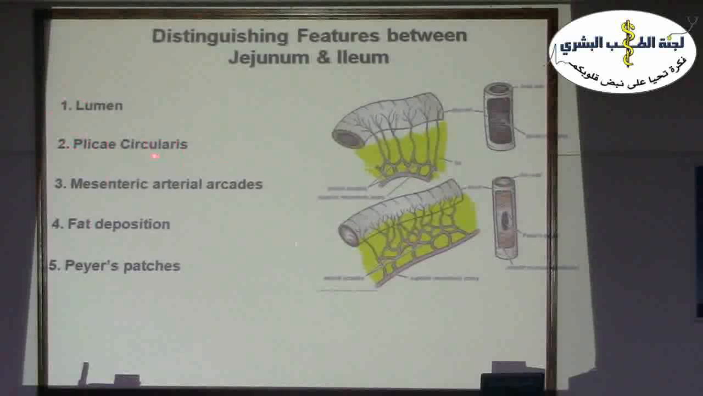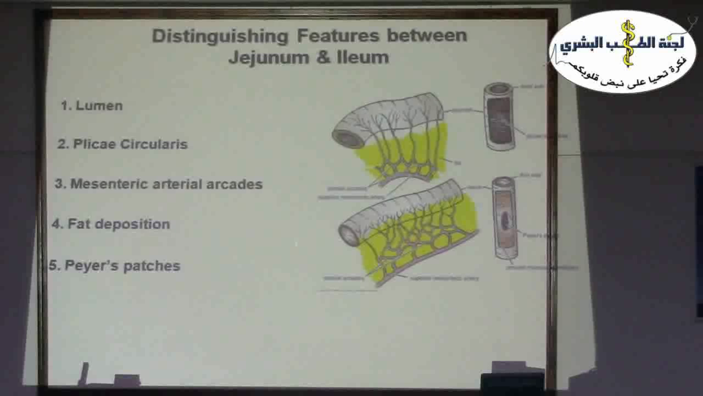Plicae circularis. The plicae circularis are the folds. Okay, these are folds in the small intestine. You studied them in histology to increase the surface area of intestine. By increasing the surface area of intestine, we increase the number of absorptive epithelial cells, so more function of absorption. We call them plicae circularis. Plicae, Latin for folds, circularis, Latin for circular. So these are circular folds in the wall of intestine.